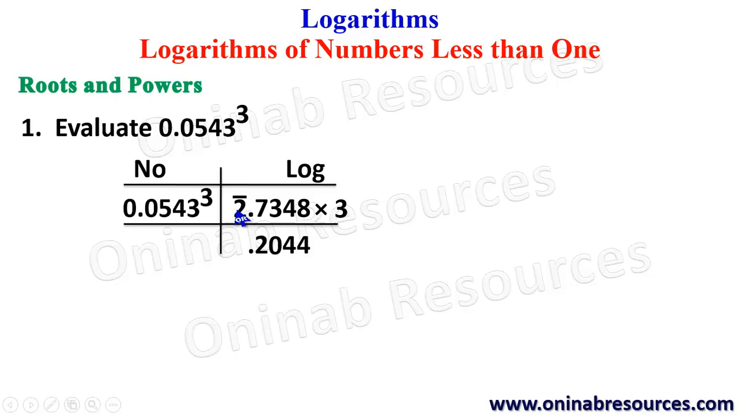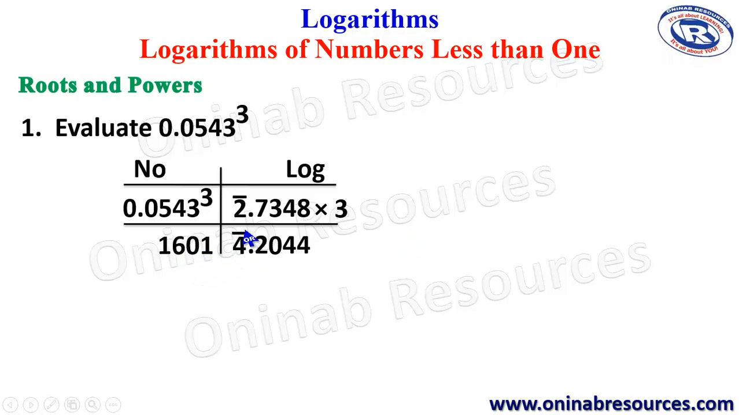3 times bar 2 is as good as saying 3 times negative 2, which gives negative 6. Negative 6 plus 2 gives negative 4. So we have it as bar 4. We go to anti-logarithm table to look for the antilog of bar 4.2044. But to do that, we are going to keep this integer part and check 20 under 4 differences of 4 in the anti-logarithm table. And that gives 1601.